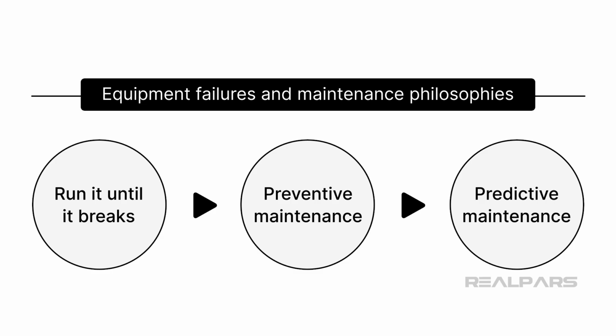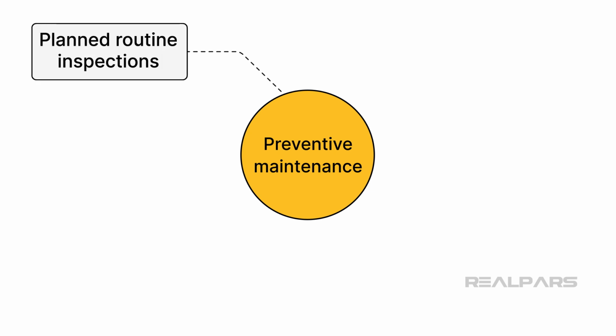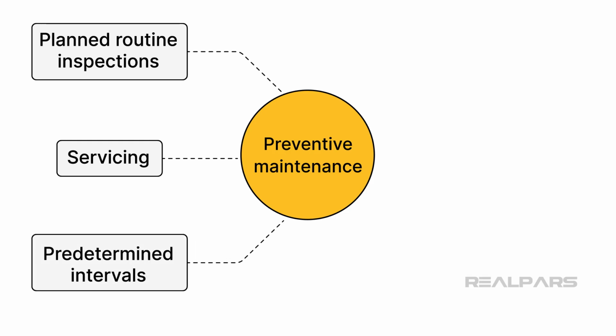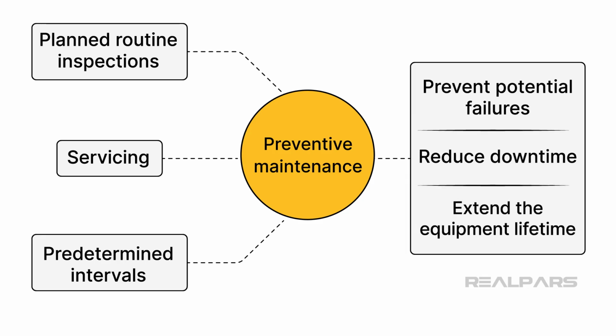It wasn't that long ago that many companies relied on the mantra of run it until it breaks. Why? Well, downtime equals lost revenue, and the thinking was, we can afford to fix it when it breaks. That maintenance method proved ineffective and evolved into a preventive maintenance philosophy that involved planned routine inspections, servicing, and/or replacement of equipment parts based on predetermined intervals, usage, or elapsed time. The idea was to prevent potential failures, reduce downtime, and extend the equipment's lifetime.